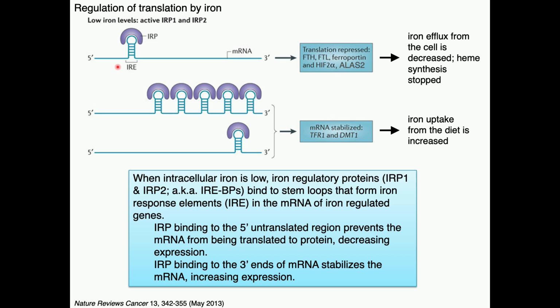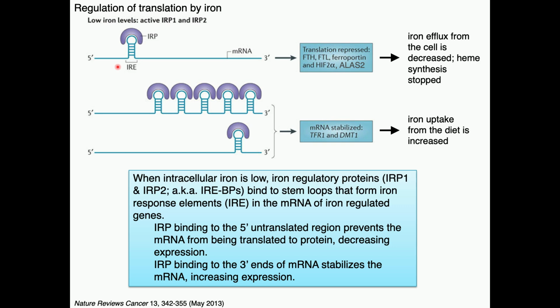There are also 3' hairpins that serve as iron response elements. When the iron regulatory proteins bind those in iron deficient conditions, that causes the mRNA to not be degraded as fast, and that increases translation. Okay, so in low iron conditions, the 5' iron response elements are going to be decreasing translation, and the 3' elements are going to be increasing translation.